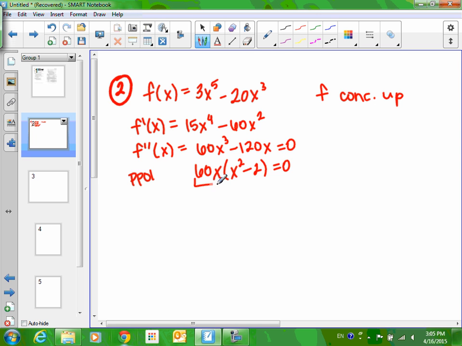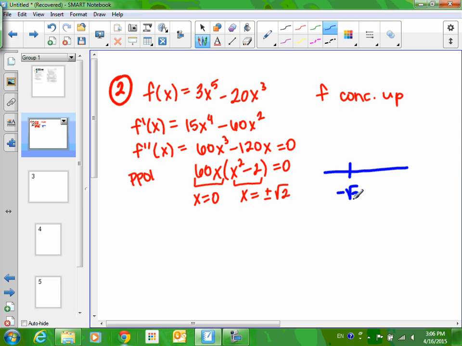When you set 60x equal to 0, you get x equals 0, so we have a possible point of inflection at x equals 0. And when you set x squared minus 2 equal to 0, what does x equal? Plus or minus root 2. So I have 3 possible points of inflection. Here's how you know whether it is or isn't. You put them on a number line.